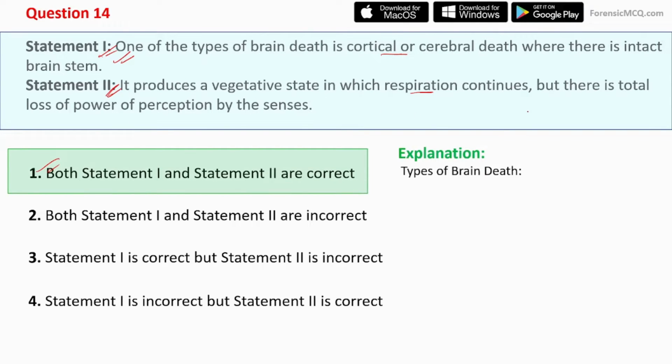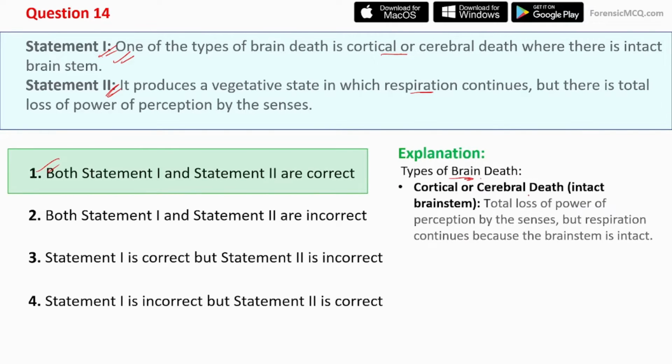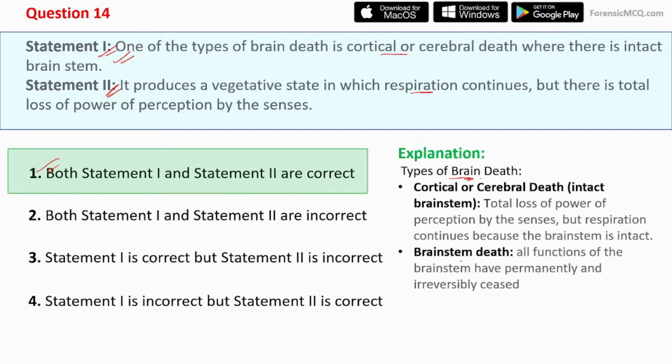So let's check what the different types of brain death are. First is the cortical or cerebral death, in which there is an intact brainstem, but there is a total loss of the perception of senses, though respiration continues. And the second type is brainstem death. In this, all the functions of the brainstem have permanently and irreversibly ceased. Thus, there is also the loss of spontaneous breathing due to the loss of the brainstem.